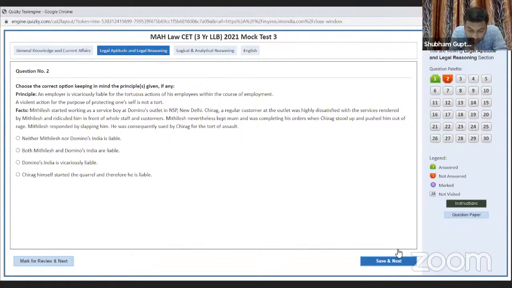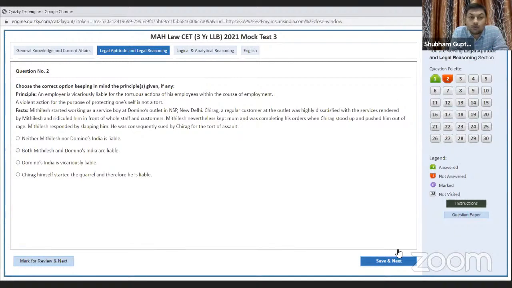Now, if I read the fact, Mithilesh started working as a service boy at a Domino's outlet in NSP, New Delhi. Chirag, a regular customer at the outlet, was highly dissatisfied with the service rendered by Mithilesh and ridiculed him in front of the whole staff. Mithilesh nevertheless kept mum and was contemplating his order when Chirag stood up and pushed him. So who started the quarrel? Chirag. Out of rage, Mithilesh responded by slapping him.